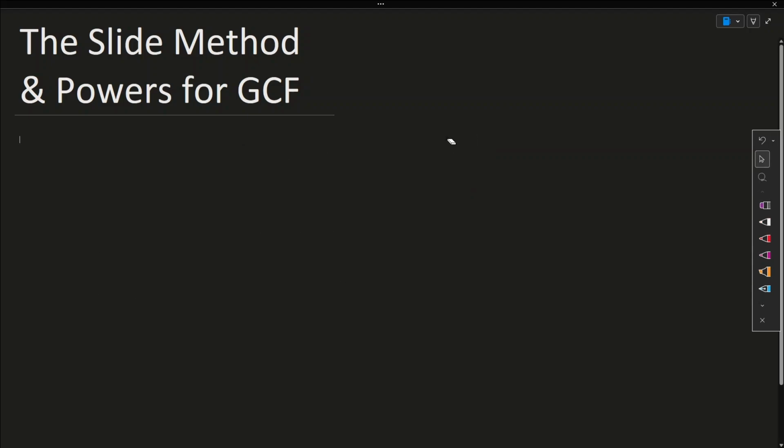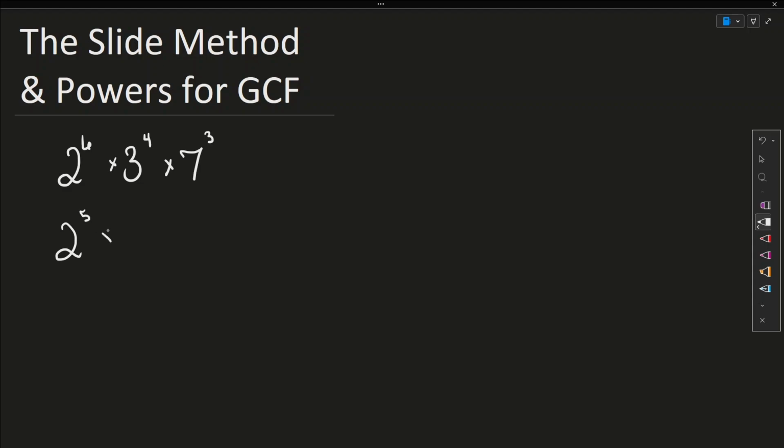Now, let's connect this to powers in the greatest common factor. Let's consider two numbers. 2 to the 6th times 3 to the 4th times 7 cubed, and 2 to the 5th times 3 to the 10th times 7 to the 5th. To find the GCF, we want what they share. That means for each prime, we use the lowest exponent.